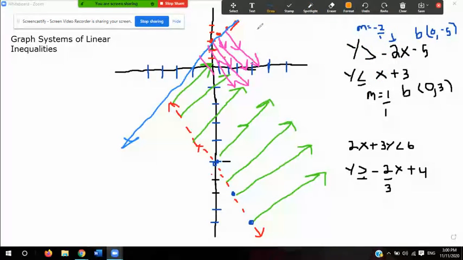And I'm going to shade it in a different color so we understand. So basically the answer, the ordered pairs that would make that statement true, are going to be in this region here.